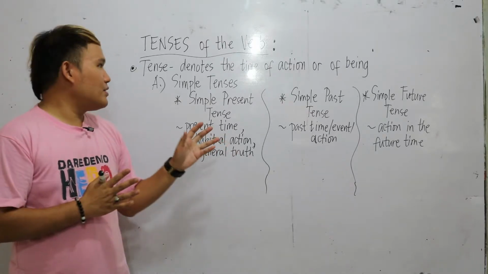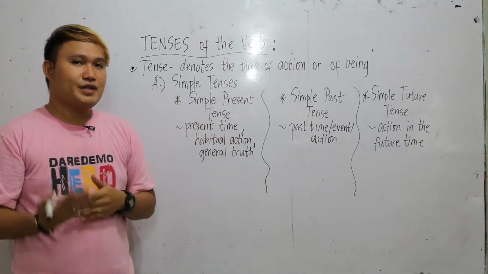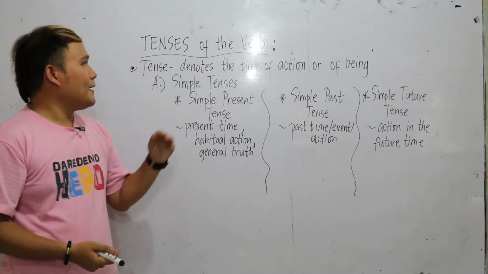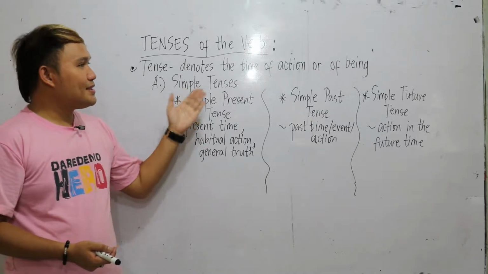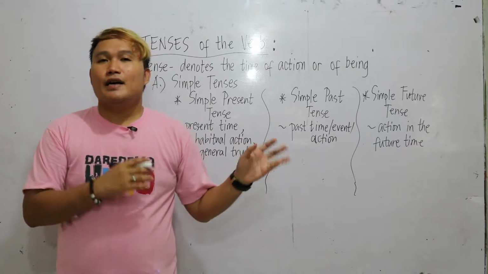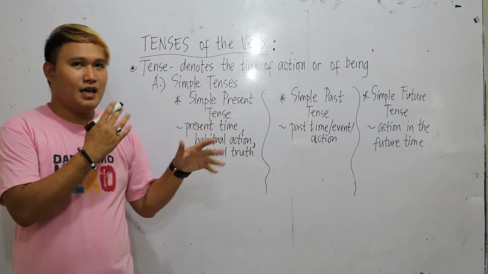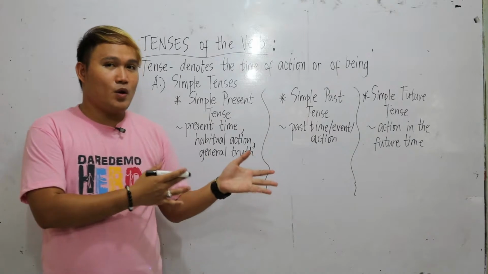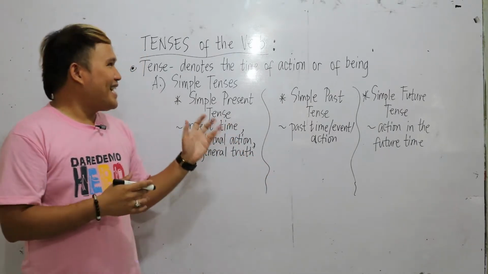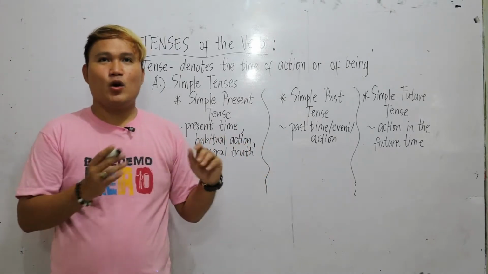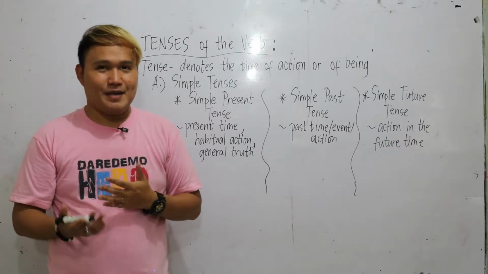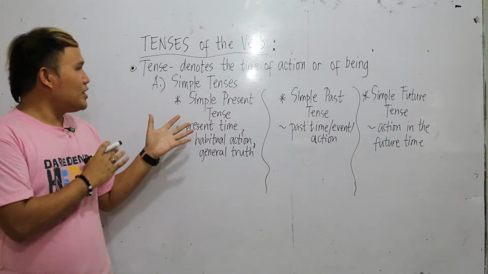But before we tackle simple tenses, let's first define what a tense is. A tense refers to or denotes the time of action or of being. So what does it mean? It talks about a certain action that happened at a certain time, or of being. Okay? So it answers the question: when did it happen? When does it happen? Or when will it happen? Something like that. Okay? So let's move on now with the simple tenses.